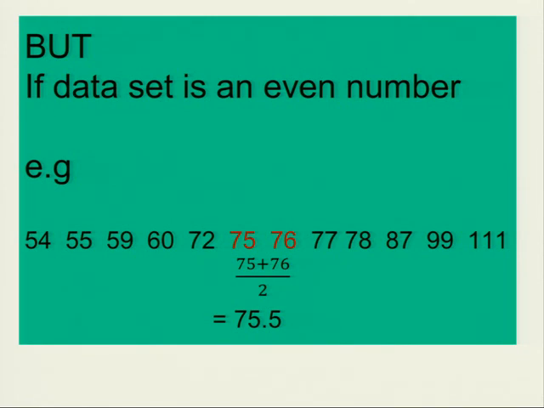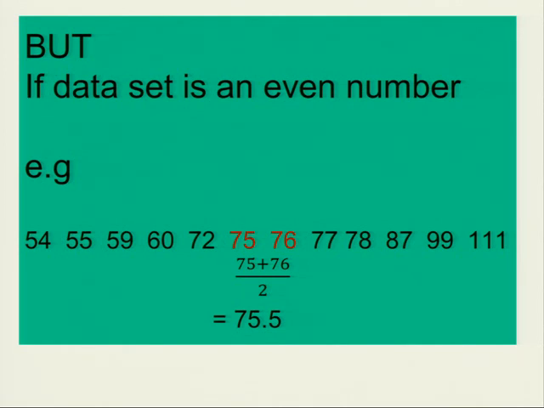So remember, if you are having an even set of data, you are going to have two numbers in the middle. So the two numbers in the middle in this case will be 75 and 76. So once you have two numbers in the middle, you add those two numbers and divide them by 2. So in this case, we have 75 and 76. So we'll add 75 to 76 and then divide by 2. Then in this particular instance, our median will be 75.5.